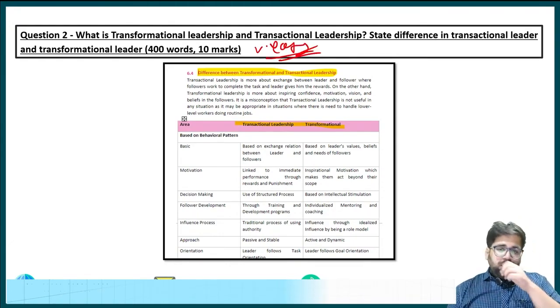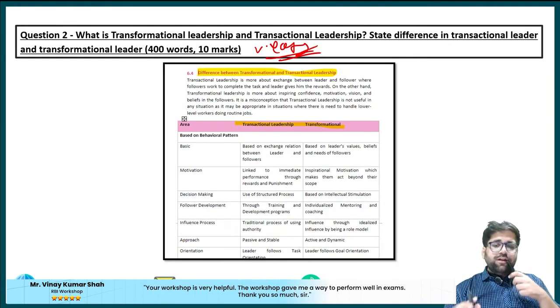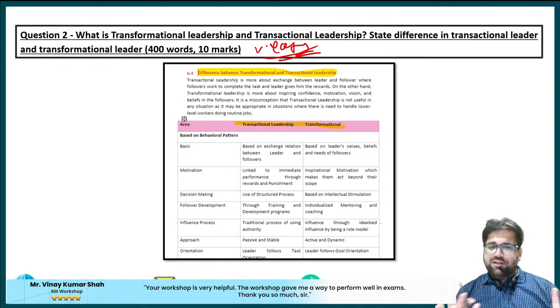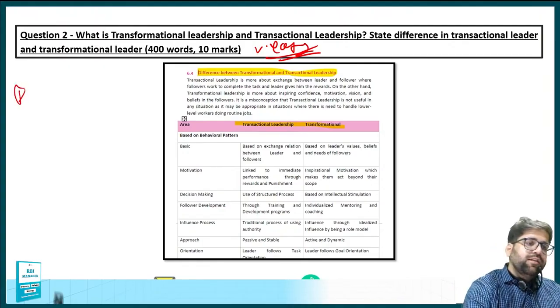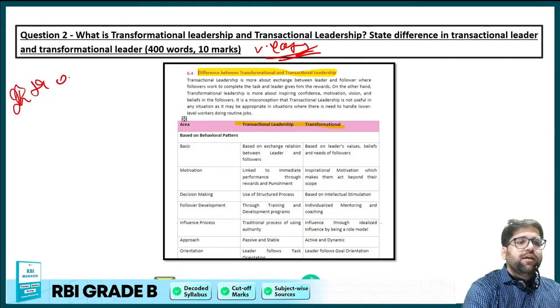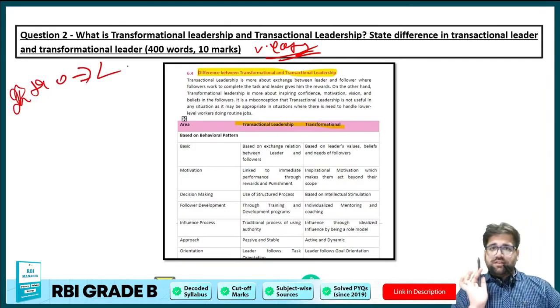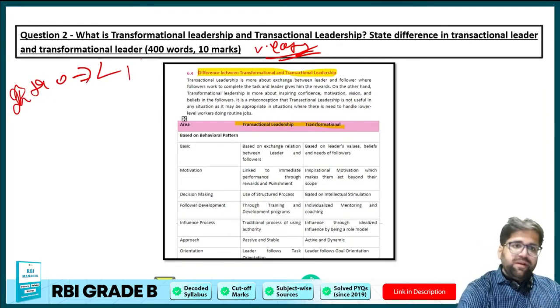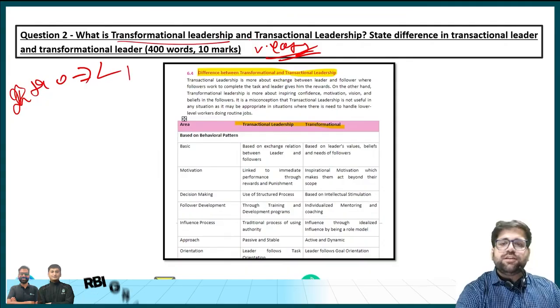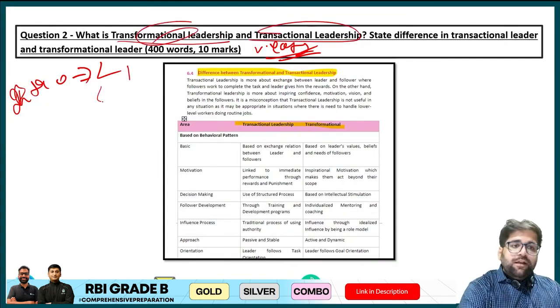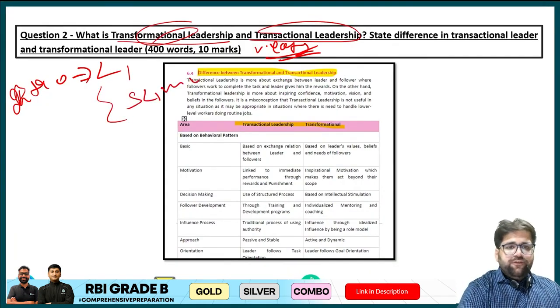Again, if your concepts are not clear, then sorry to say this will be tough. In the introduction part, first define what leadership is. Then briefly describe what transformational leadership and transactional leadership are. Hardly 5 lines would be enough for you to write.